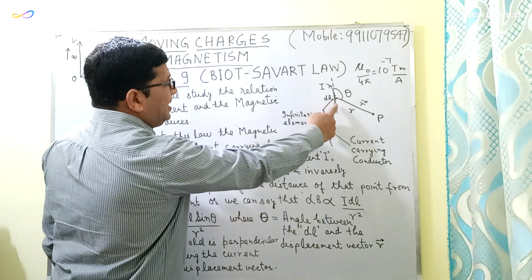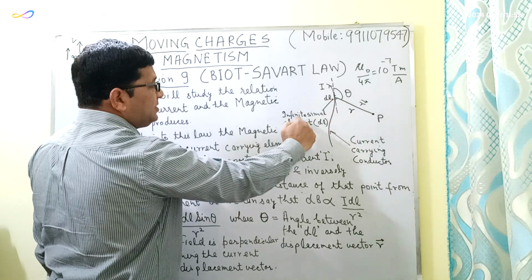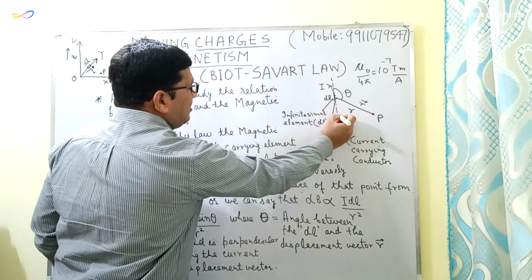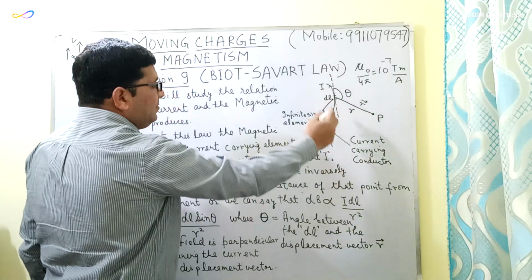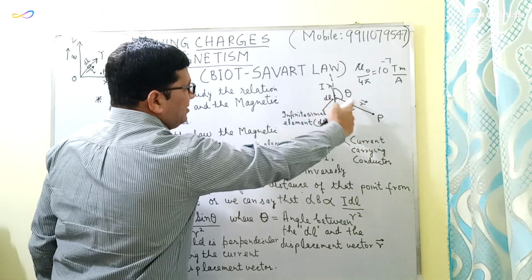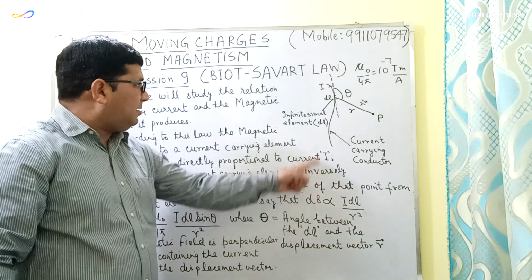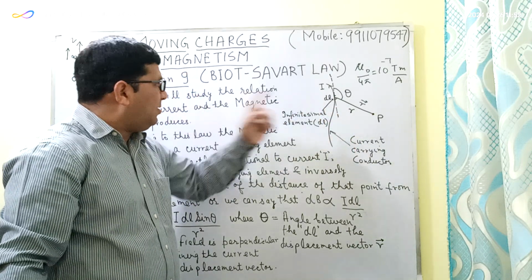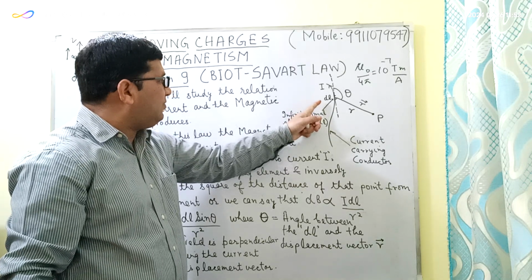Here you can see that at this point I have also drawn one tangent to this infinitesimal element dl, which is given by this dotted line. And here theta is the angle which this current carrying element is making with the displacement vector. Now, as per this definition, the magnitude of the magnetic field at this point P is due to this very small element dl, the current carrying element which is very small in length.